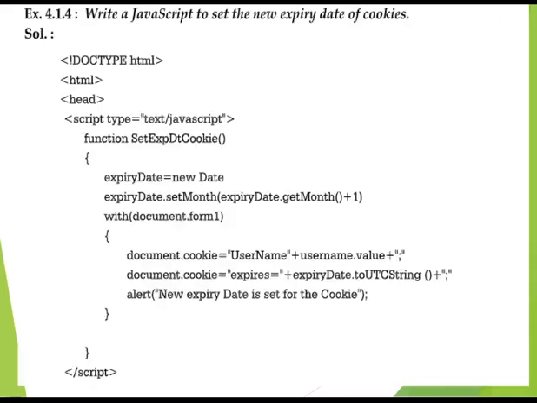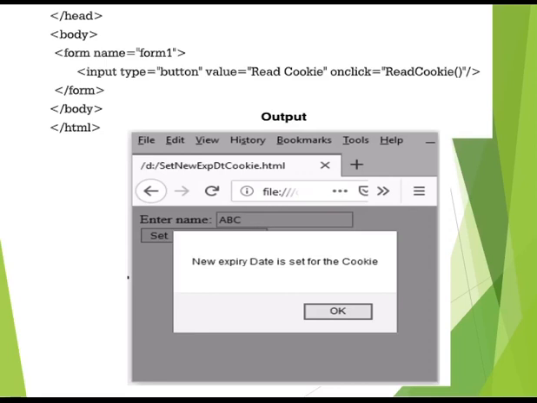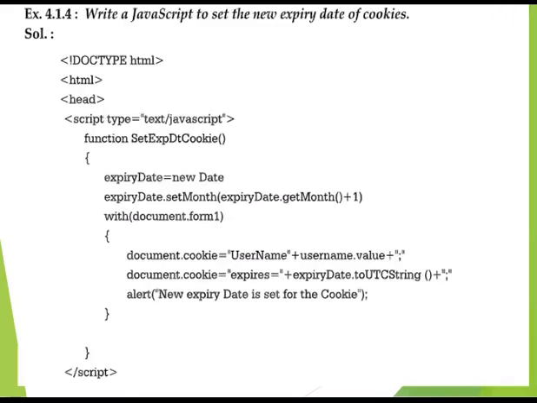First we'll see the form design. So here is the form design. Inside the body tag, the form name is given as form1. Then you take a text box: input type is equal to text, name is equal to username and so on. Then you take a button, input type is equal to button. The value of the button you should take as set cookie, and on click you will call the function. The function is setExpiryDate.